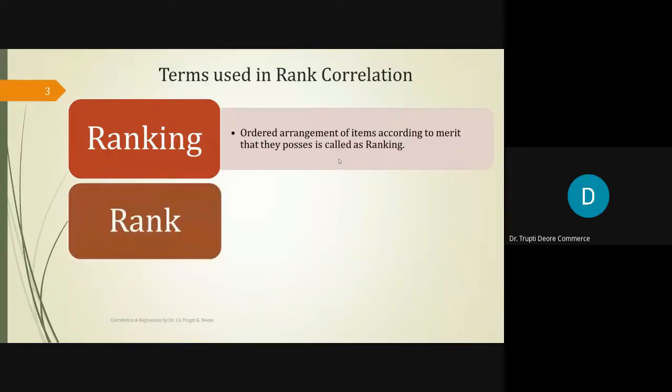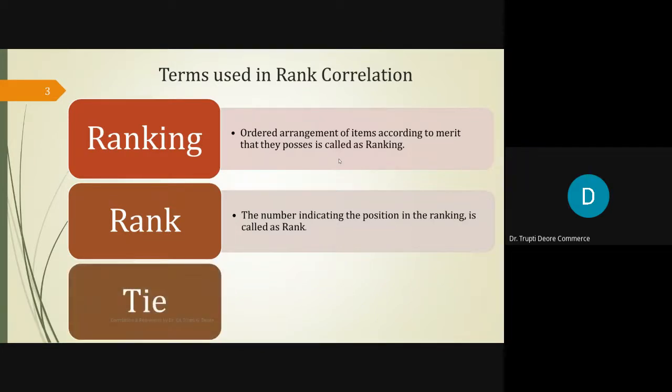Then the second one is rank. Rank is a number indicating the position in the ranking. So whatever position they have in the overall series, the number indicates the rank of the particular item.